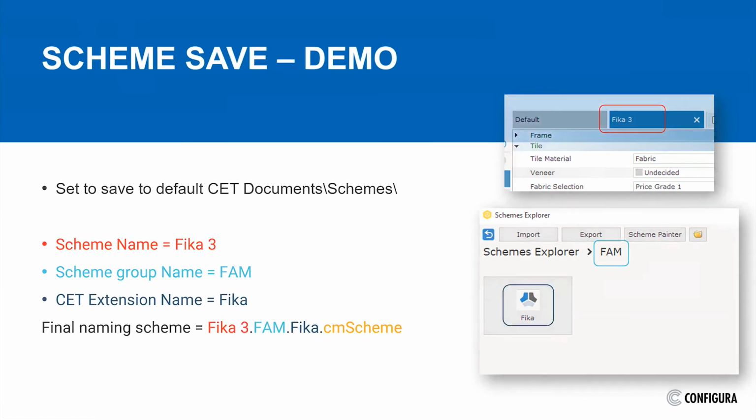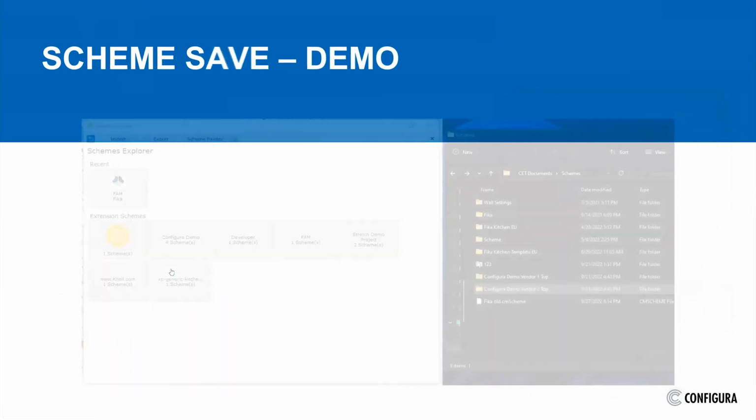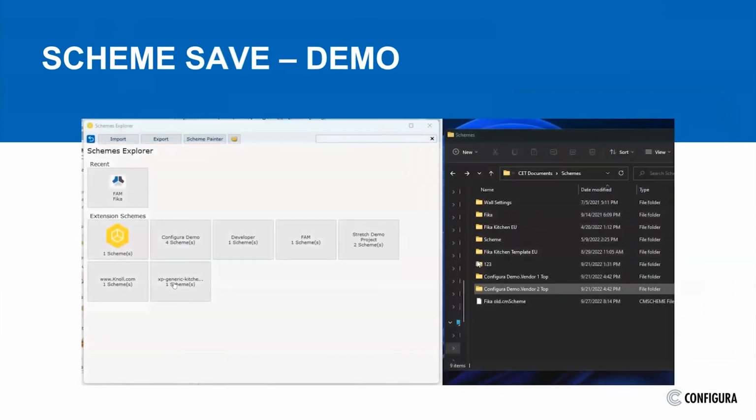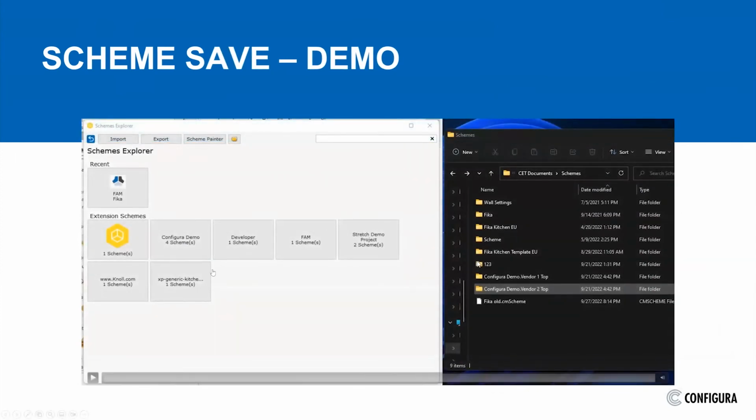All right, so I have a video right here. In this video, I'm going to be going to Scheme Explorer. So this is Scheme Explorer. I'm going to be selecting Fika schemes. I'm going to be creating a custom scheme called Fika tree and try saving it as a file. And you'll see this new folder created here.